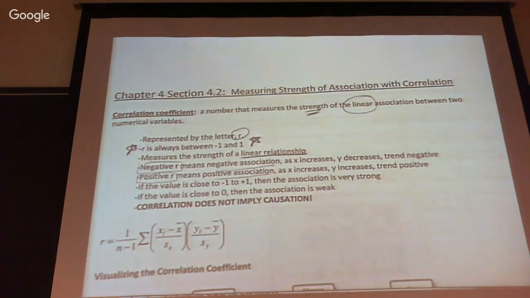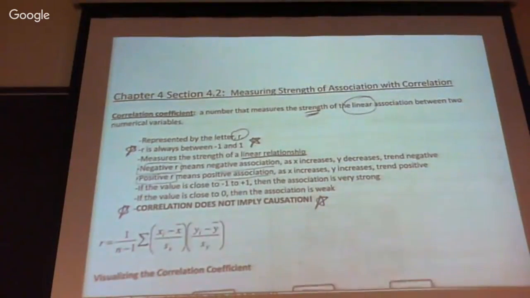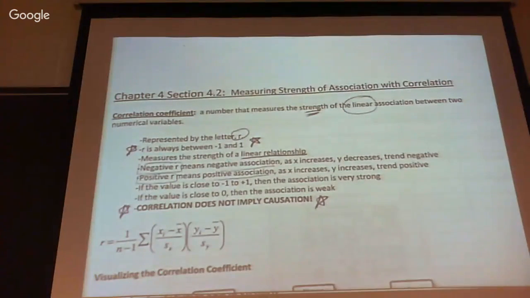Okay? And then in huge letters it says correlation does not imply causation. That's actually a lot of problems for people, because if two things are correlated, even if they're super correlated, like really, really strong, it doesn't mean one caused the other. You're looking at two numbers and throwing them in your calculator. That does not mean one caused the other. Okay? There's a lot of stuff we can talk about later.